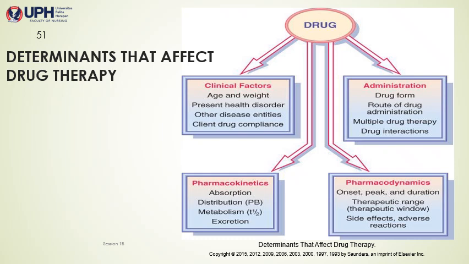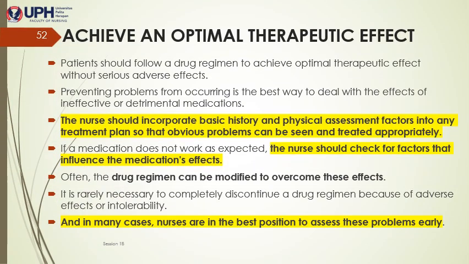Next one is the determinants that affect drug therapy. There will be clinical factors, administration form, pharmacodynamics, and also pharmacokinetics. Now, to achieve an optimal therapeutic effect, as patients, we should follow the drug regimen so that we receive the therapeutic effect, not the adverse effect. To prevent problems, we have to be very strict with the timing.